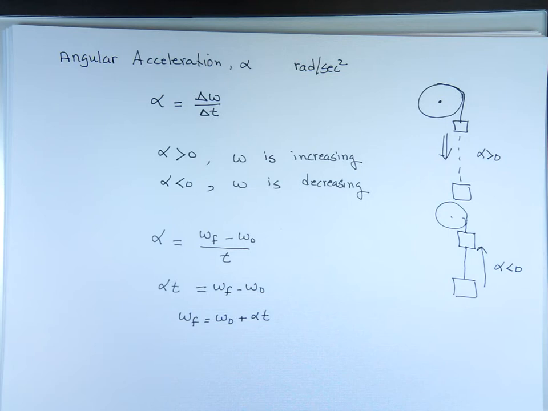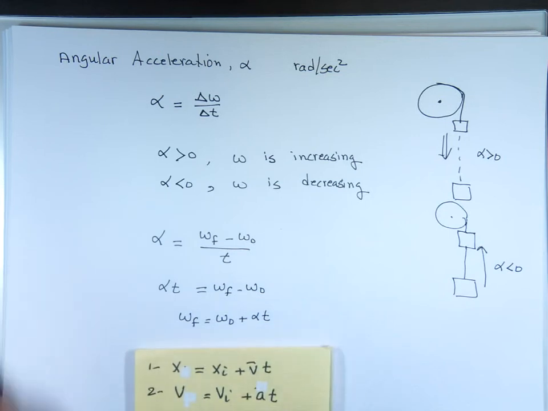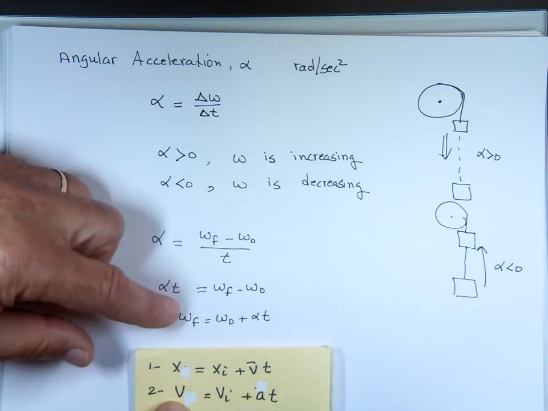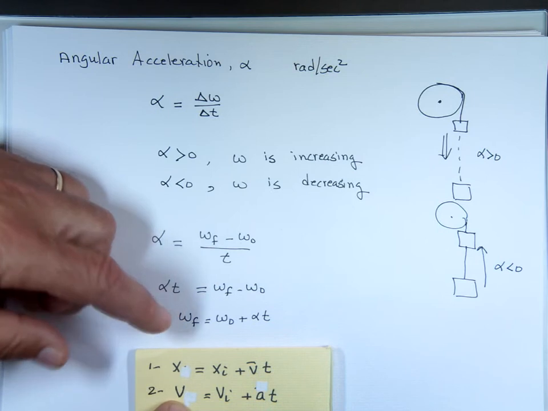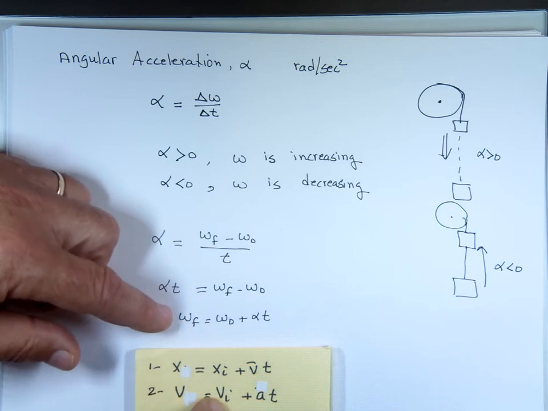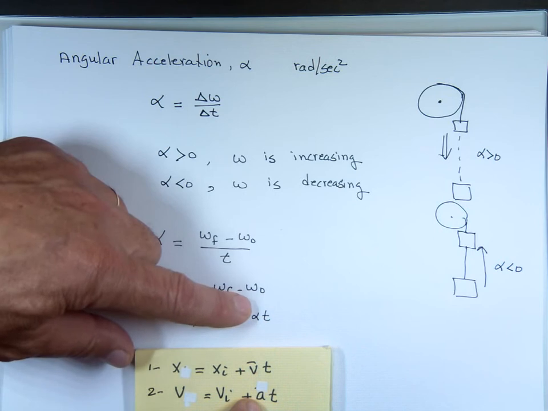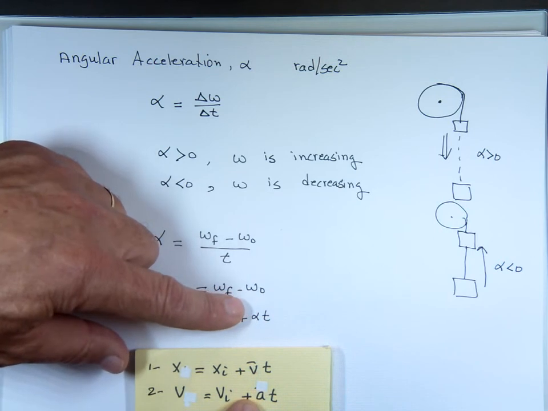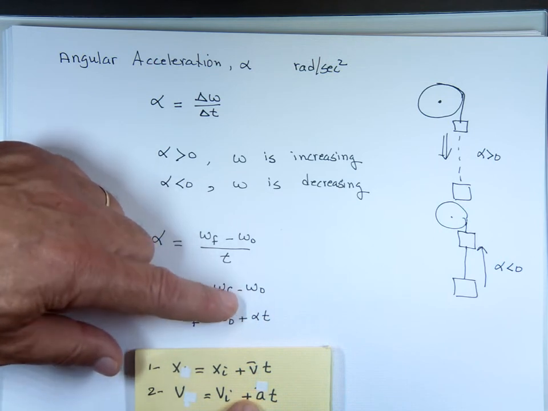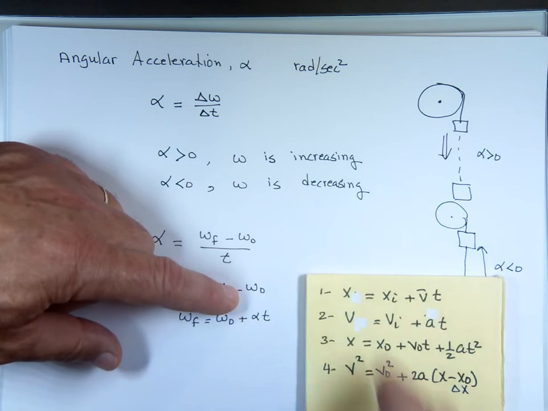Look at equation number 2. V final equals what? V initial plus at. V is the same as W, except one is linear speed, one is angular speed. And this is linear acceleration, this is angular acceleration. So these 4 equations are going to be the same 4 equations here when things are rotating.